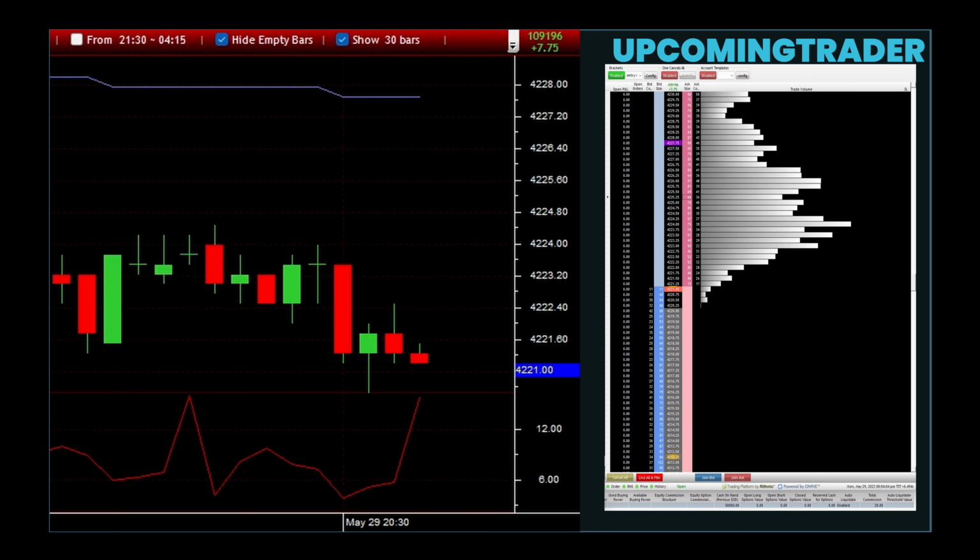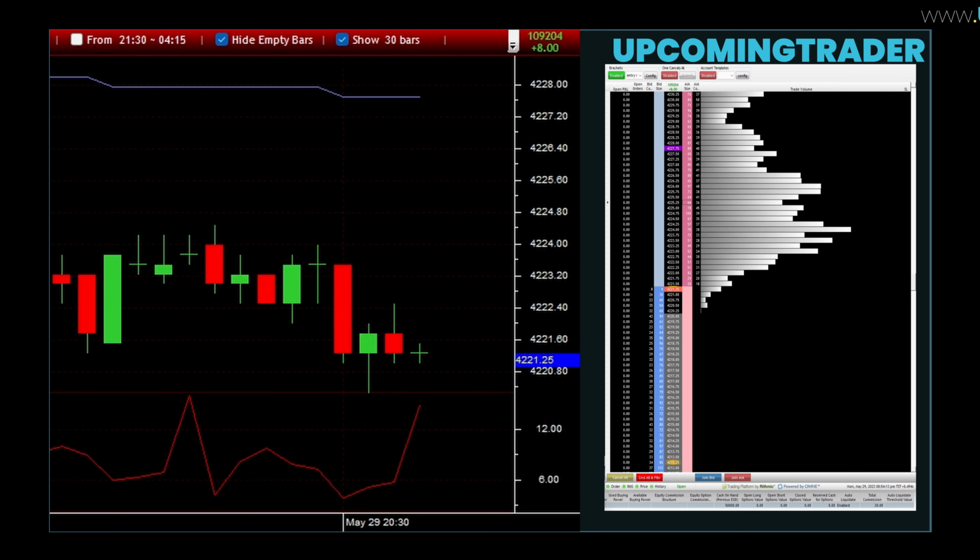TPO charts can seem a bit complicated at first, but with practice, they become a valuable tool for understanding how the market moves. Keep experimenting with different settings and combinations, and soon you will find yourself getting more comfortable using them.